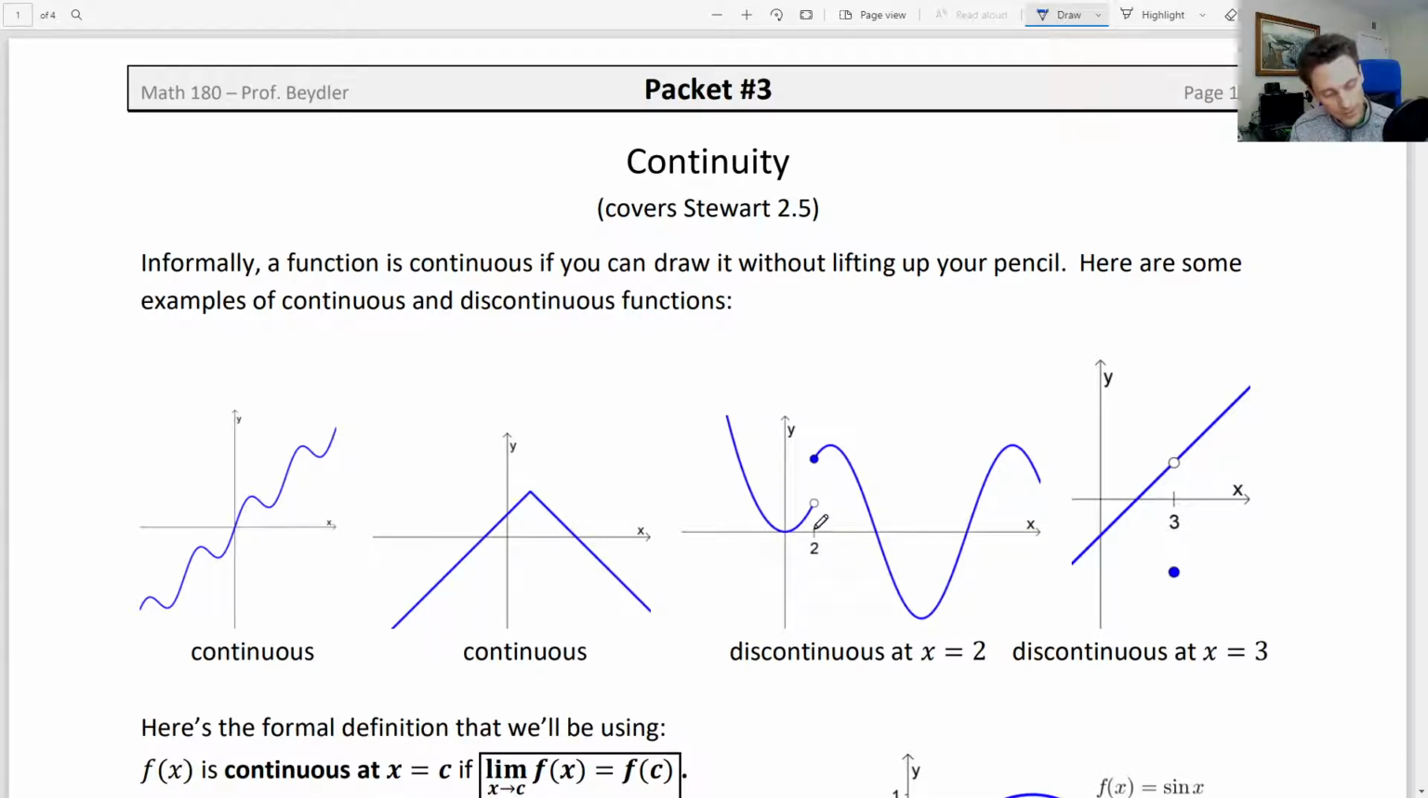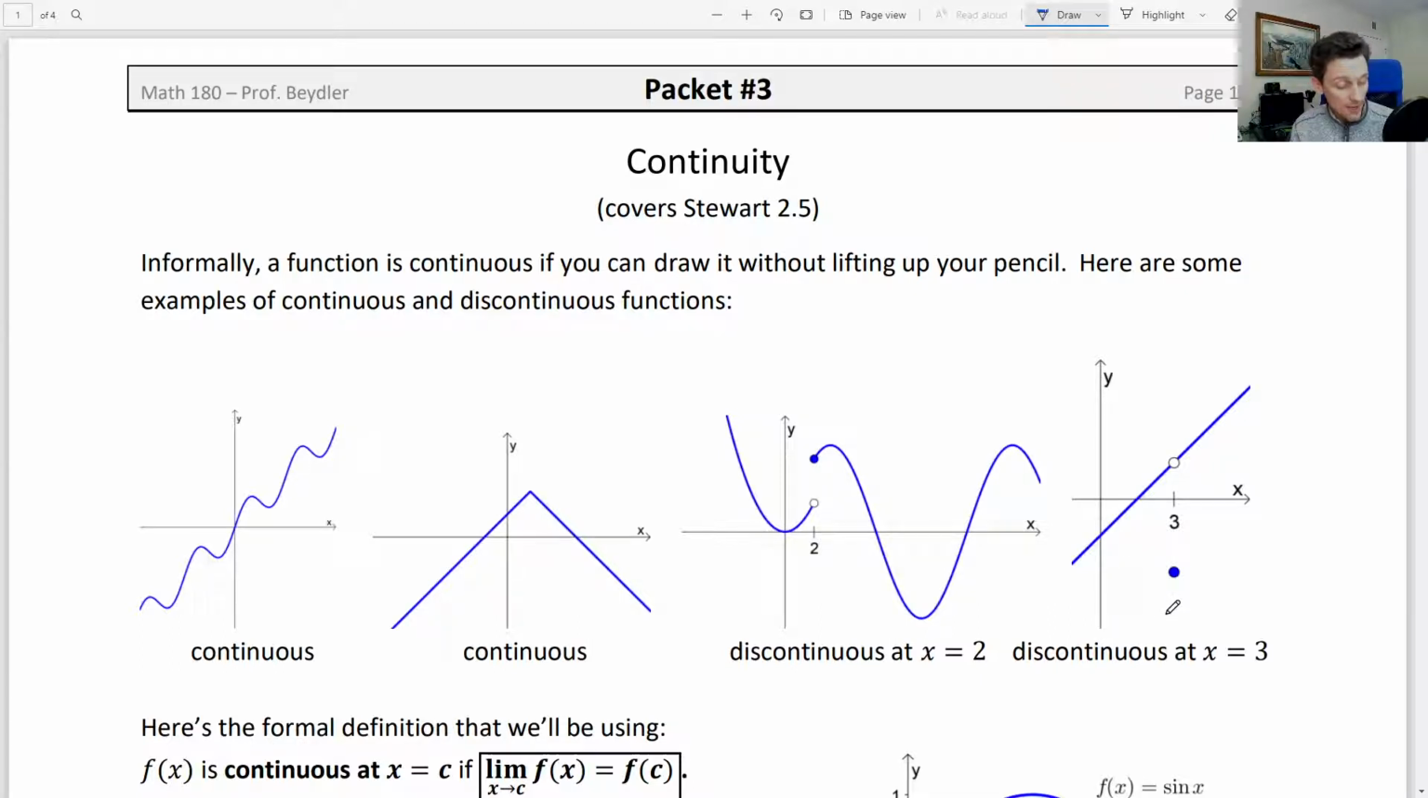And then here are some examples of discontinuous functions. Right here, the function is discontinuous at x equals 2 because there's a gap that opens up. If you were to try to draw this function, you'd be drawing it, then you'd have to lift up your pencil to continue drawing the function up at this higher y value. And then you could draw it from there.